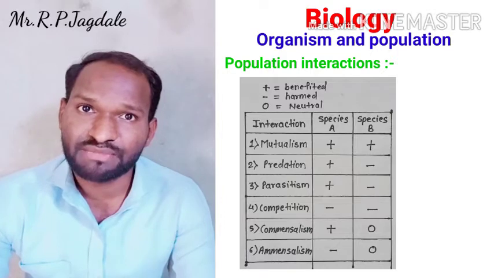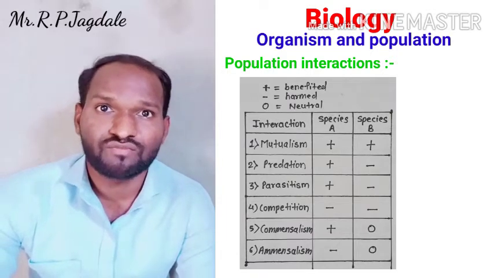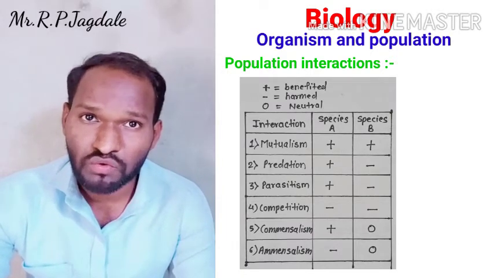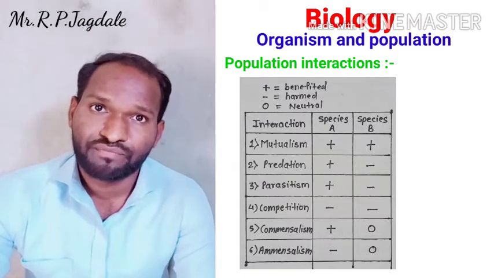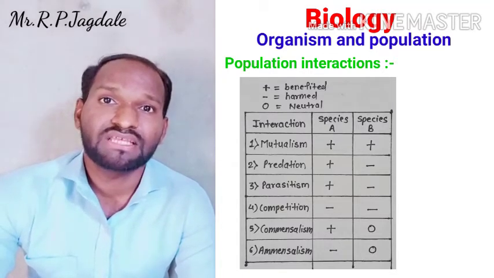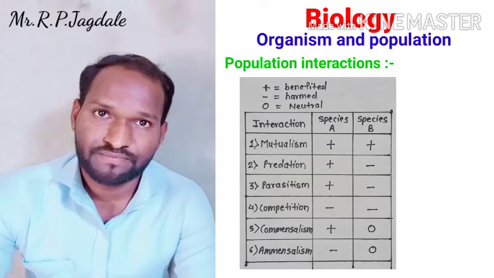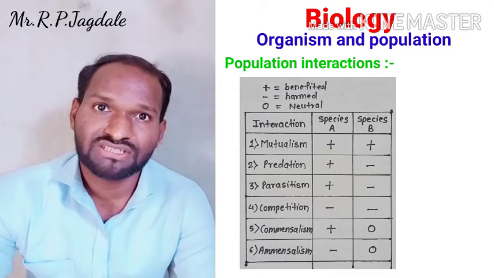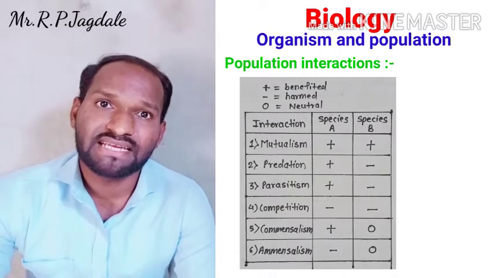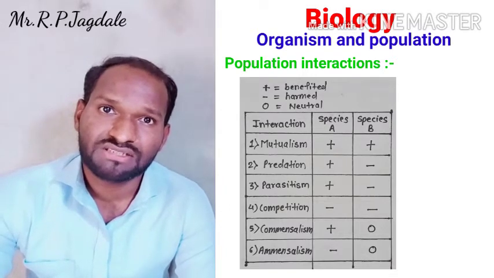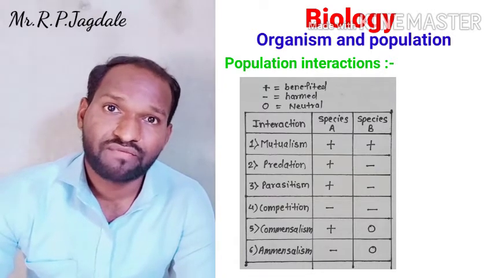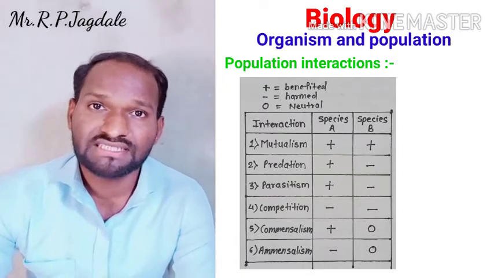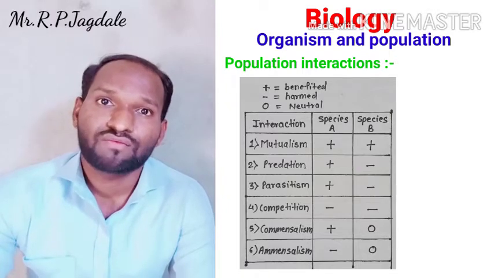So one species is benefited and the other is neither benefited nor harmed. Species A has a positive sign and species B has a 0 sign. And the last one is amensalism. It is the last type of interaction, where one species is harmed and the other species is not affected, that means neither benefited nor harmed. So these 6 types of interactions we are going to see.